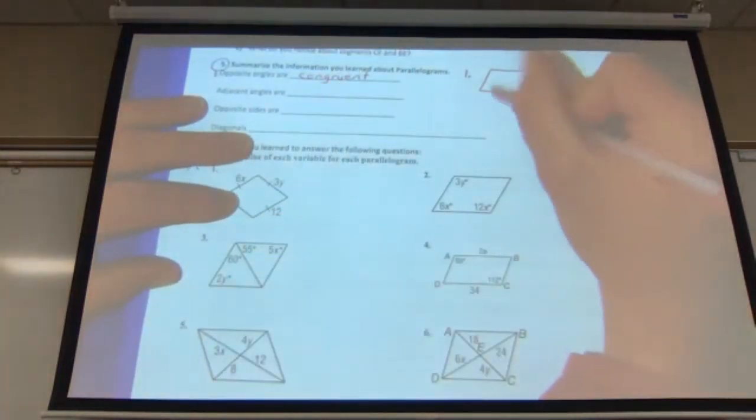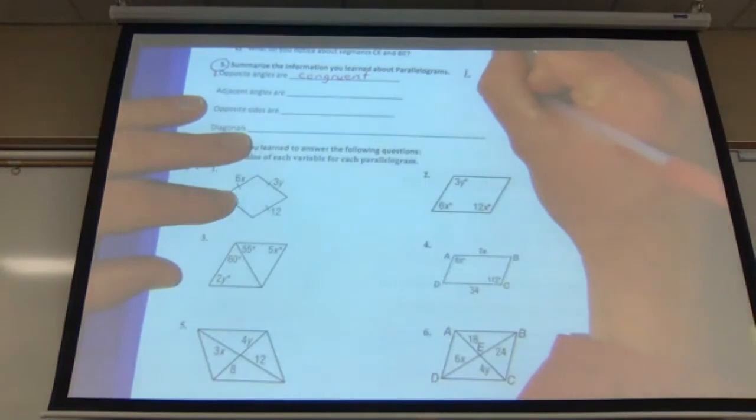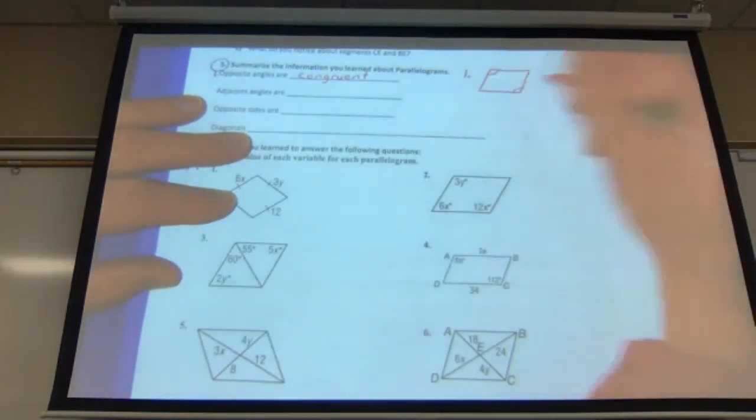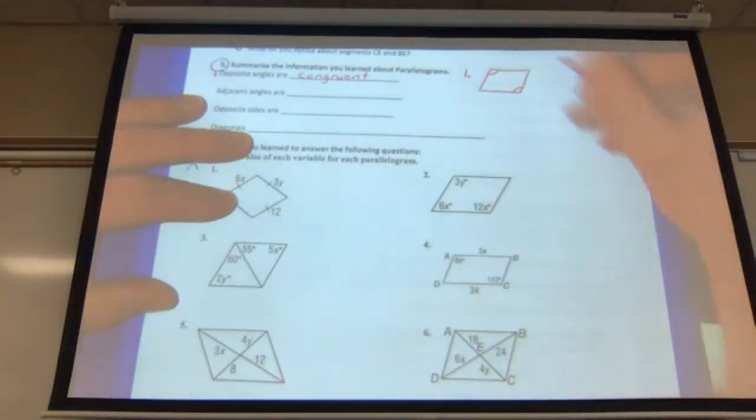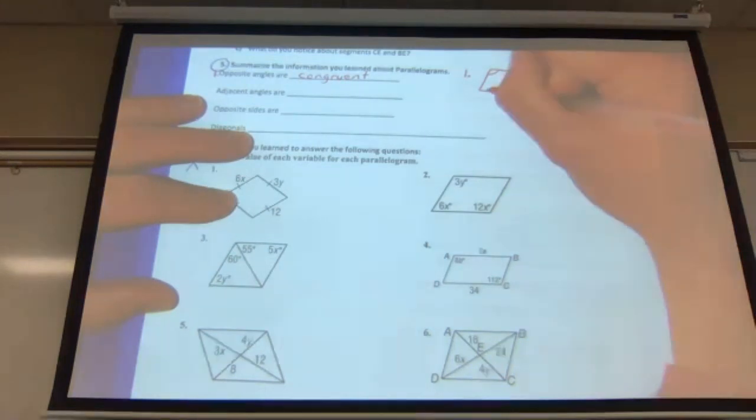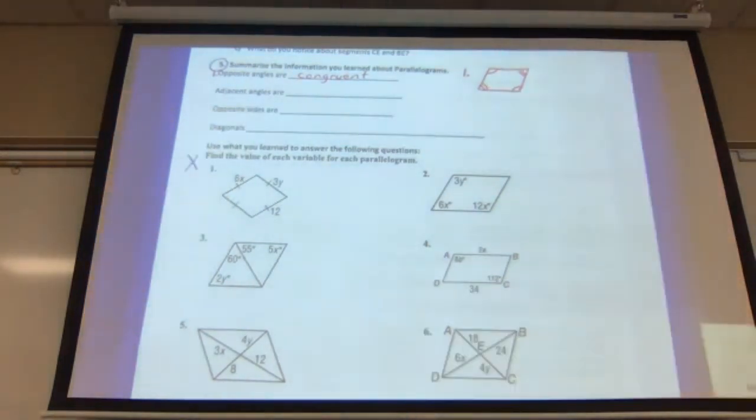And then for a picture of what's happening with number 1, your opposite angles are congruent. That's going to make these two angles congruent, and it's going to make these two angles congruent. And that will happen on every parallelogram. Opposite angles will always be congruent.